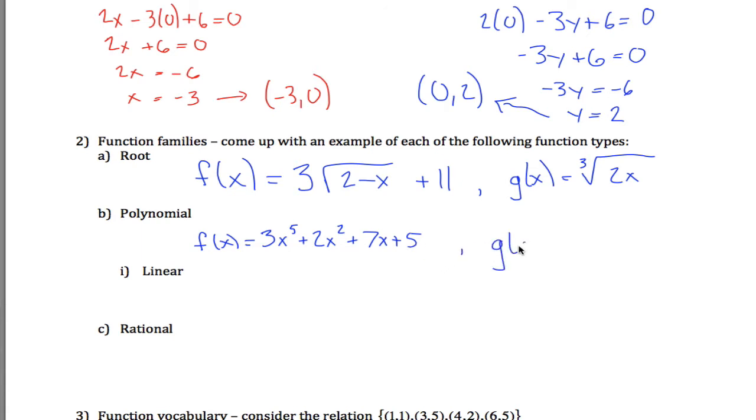Another example, 3x to the 7th power minus 11. Sure, this just has two terms, coefficient x to the 7th and my constant term. Those are two polynomials. Linear functions are a subset of polynomials.